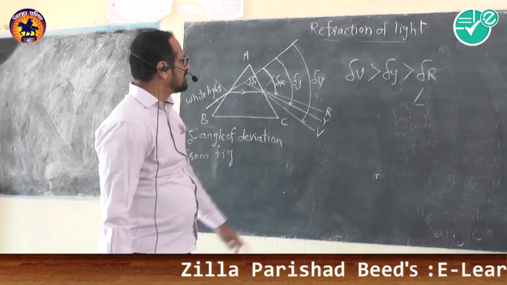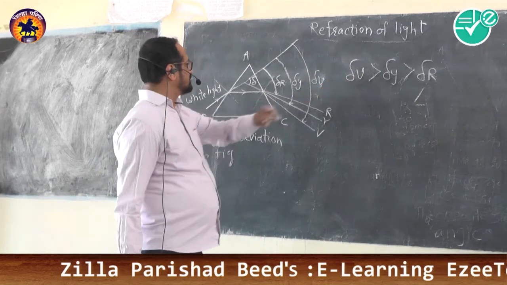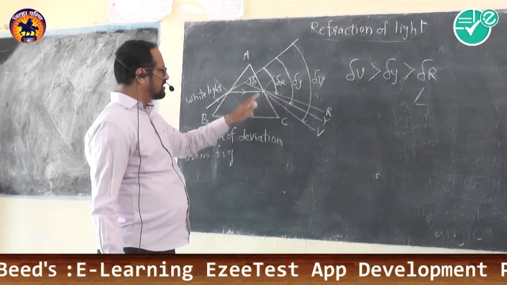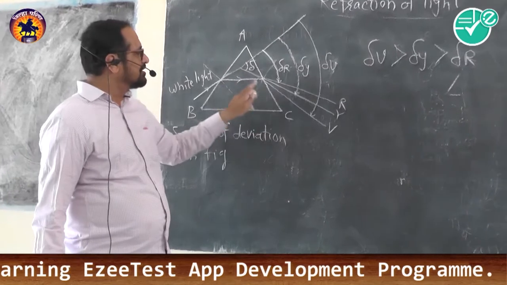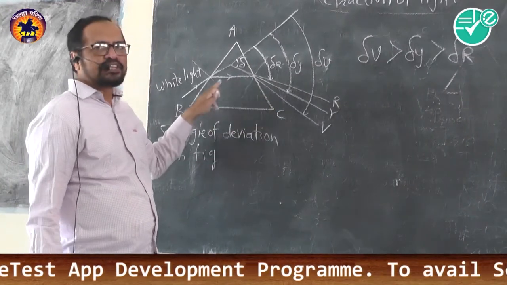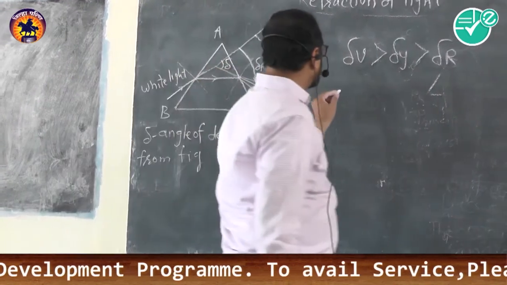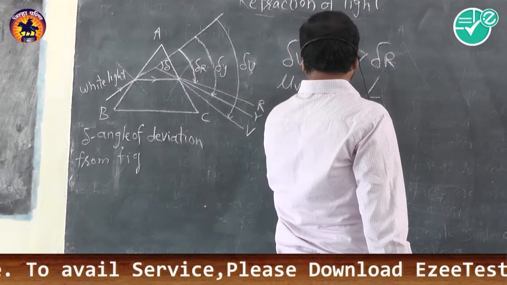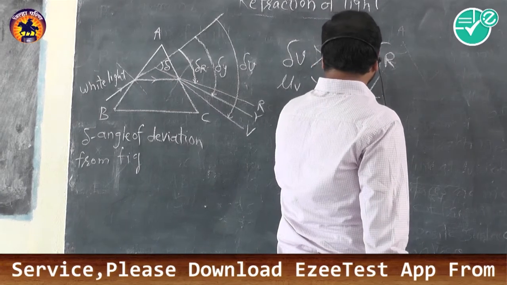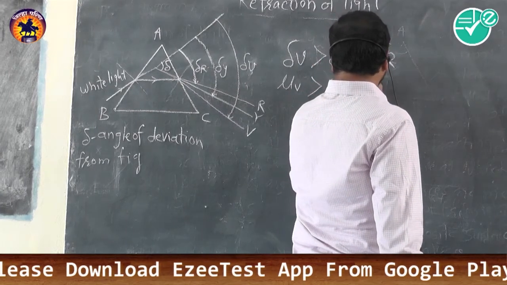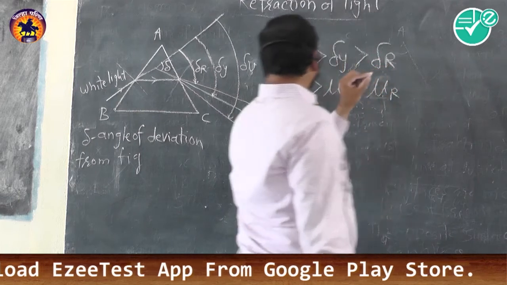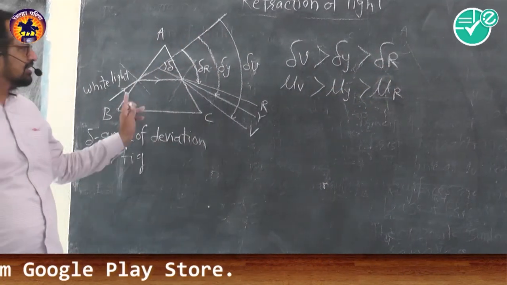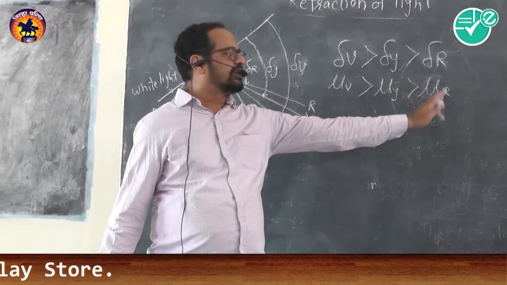Why is this delta V greater? Because here the deviation is maximum for violet color. It means that it has greater refractive index. So we can also write here mu V is greater than mu Y, and that is also greater than mu R. So the refractive index of violet color is greater than the refractive index of the red color.